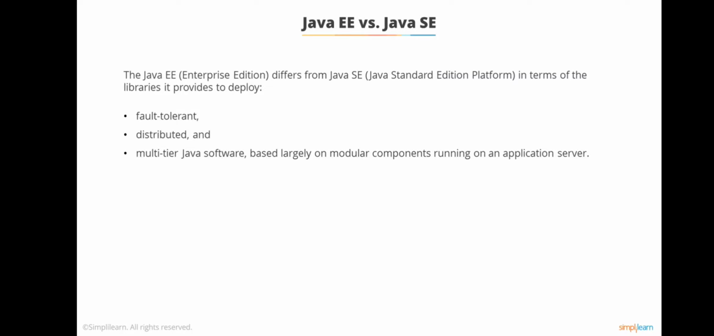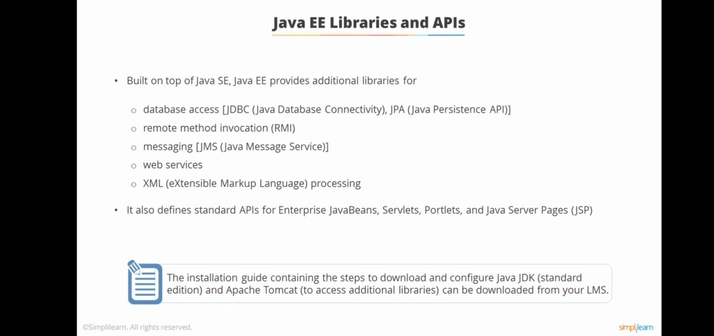clients. Now, built on top of the Java Standard Edition, Java Enterprise Edition provides additional libraries for database access via JDBC and also for persisting data using the JPA API, remote method invocation, where you can have some code on a remote machine and call that code remotely onto multiple clients, so that if there are changes to, or updates to the code, you just have to update it on a central system.